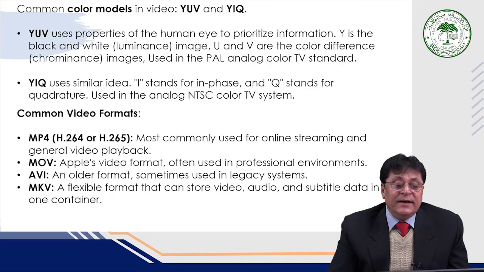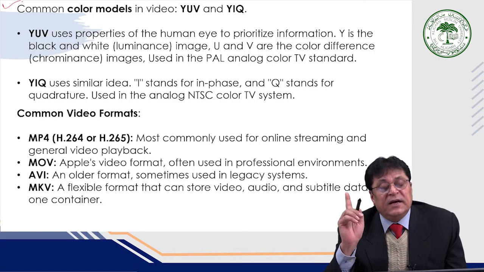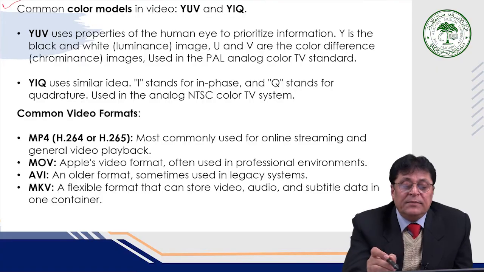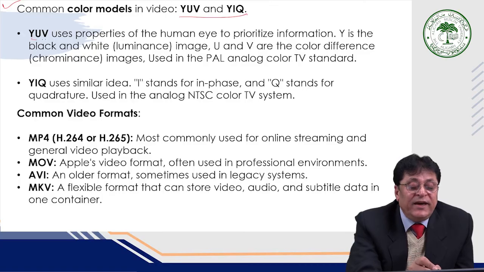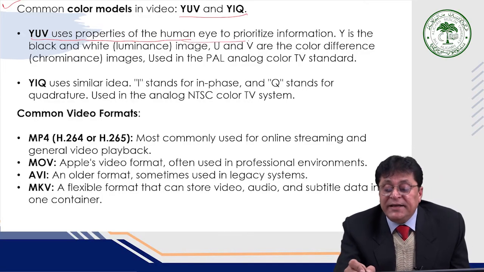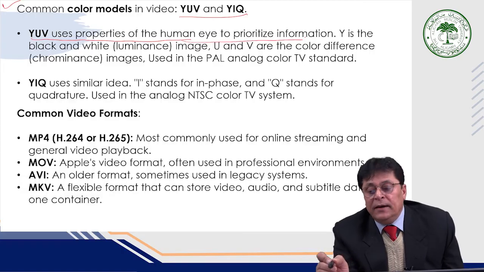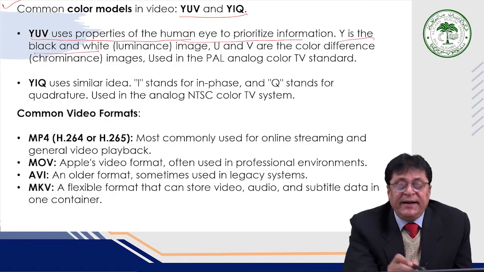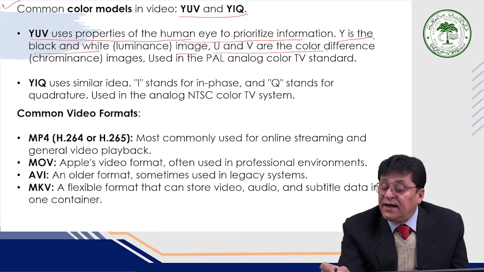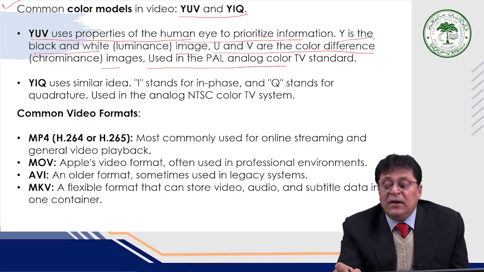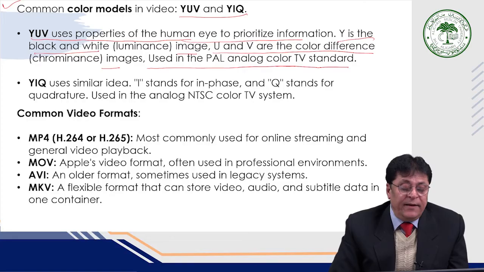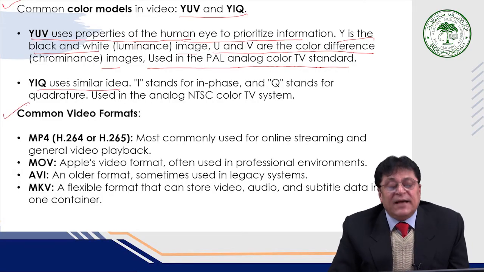Now, common color models. We discussed color models in images. Now, color models in video. The two common color models are YUV and YIQ. YUV uses properties of human eyes to prioritize information. Y is the black and white image, U and V are the color differences image, and it is used in the PAL analog color TV standard. In the same way, we have YIQ, it uses a similar idea.